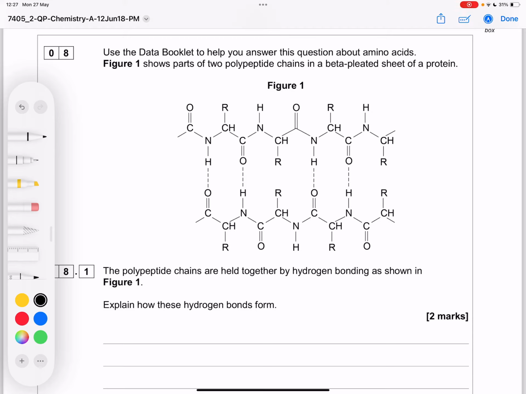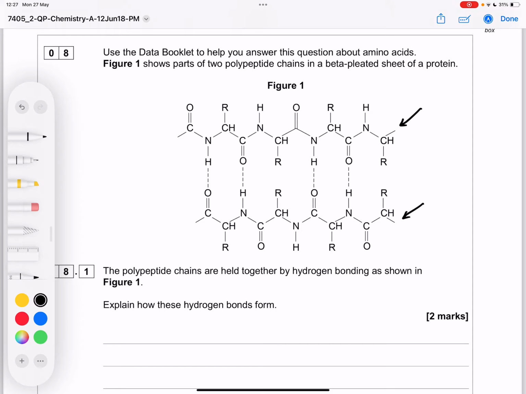Use the data booklet to help you answer this question about amino acids. Figure 1 shows parts of 2 polypeptide chains in a beta-pleated sheet of a protein. So remember, a beta-pleated sheet is when the primary structure sort of folds back on itself. So this is kind of like the bit of the primary structure, and this is another bit of the primary structure, and we're folding back on ourselves to make a secondary structure, beta-pleated sheet.